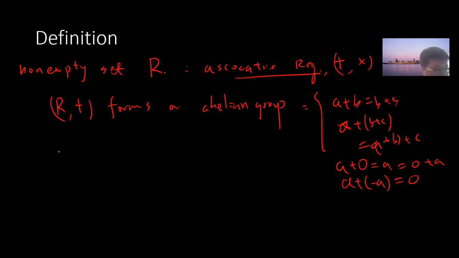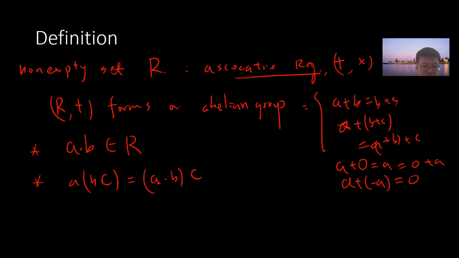Now talking about the multiplication. You get a, b, so your a times b must be in R. So it's closure. There's no necessary inverse, but associativity must be satisfied. So R should also be a semigroup under times. Sorry, I use this dot, which is the same as times.